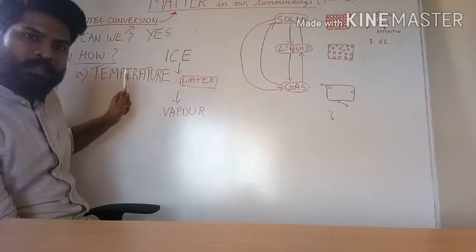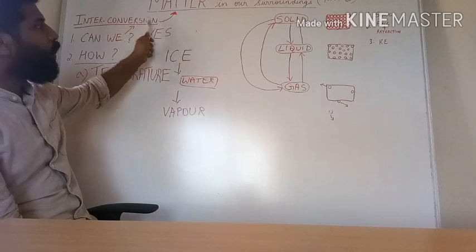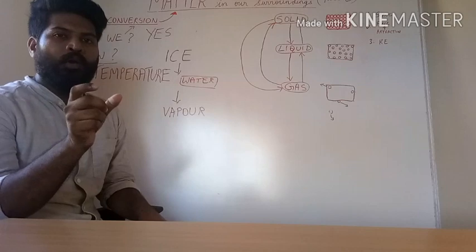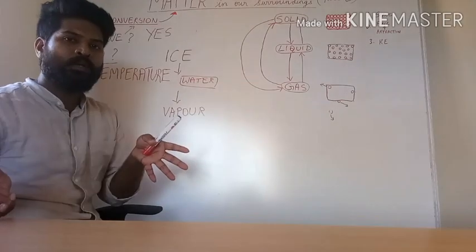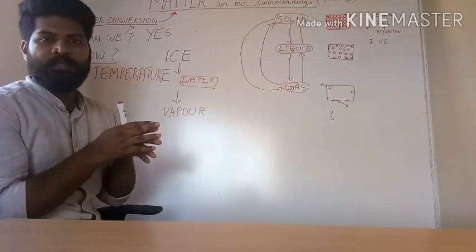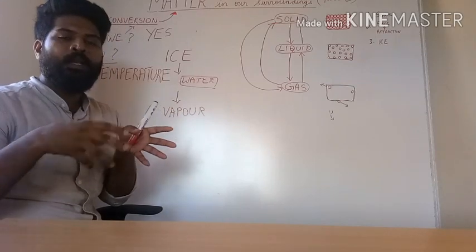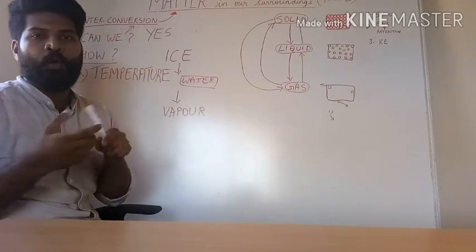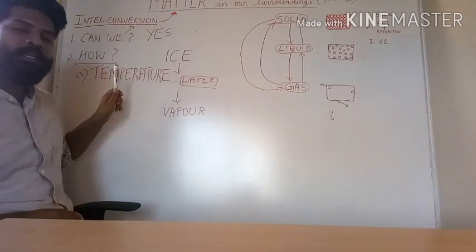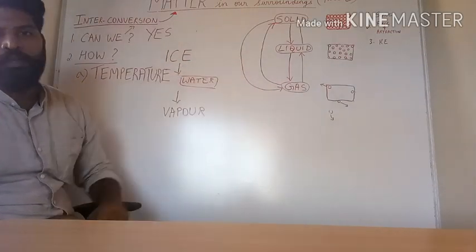So if we can change the temperature, then it is possible for us to convert one form of matter into another form of matter. For example, you have your gold, solid gold. If you want to make ornaments out of it, what does the goldsmith do? He puts it in a furnace, and at a particular temperature the gold will melt and it will become liquid, and then it is very easy to work with gold. So changing the temperature is one way to convert one form of matter into another form.